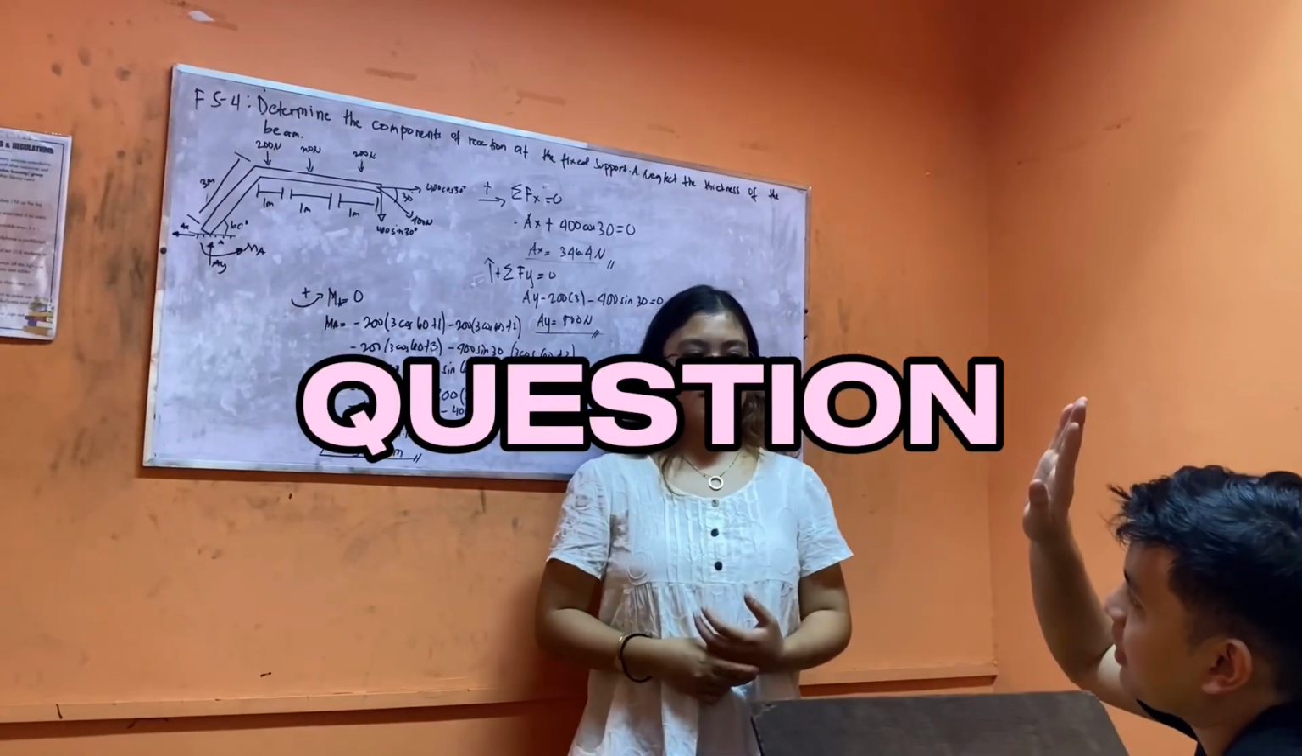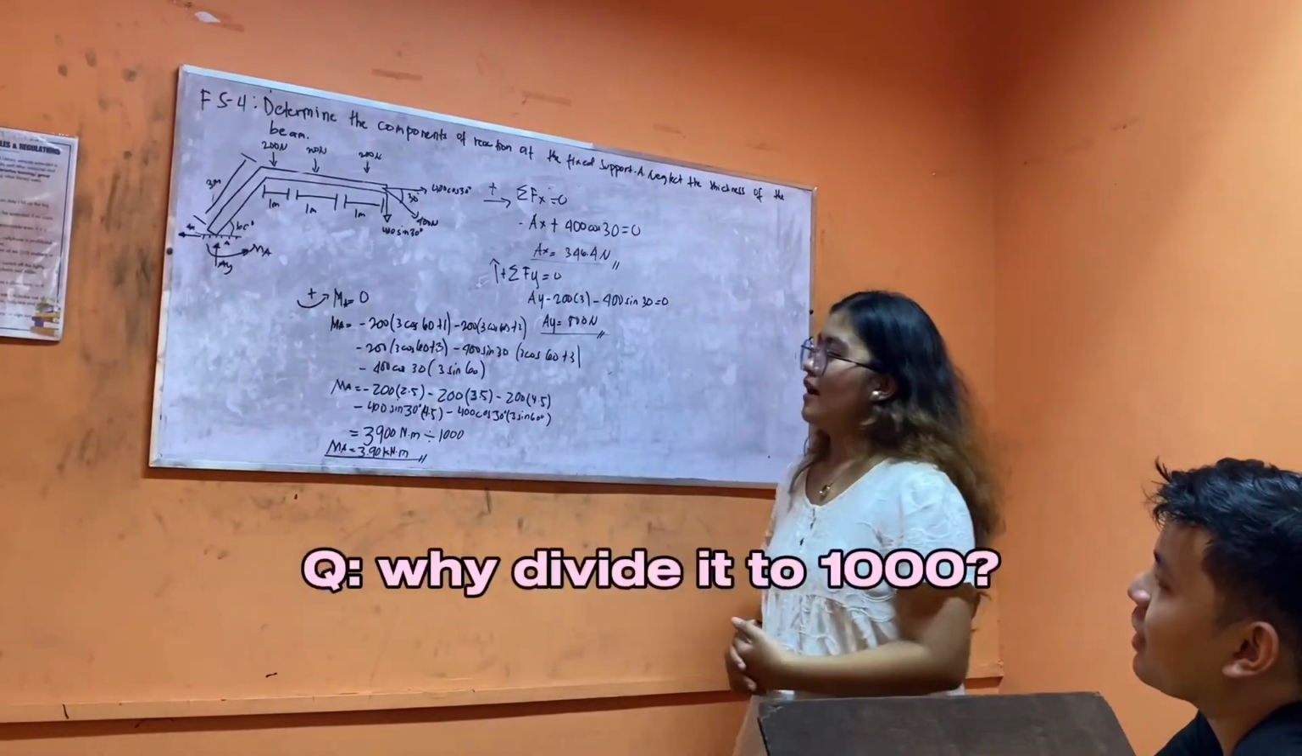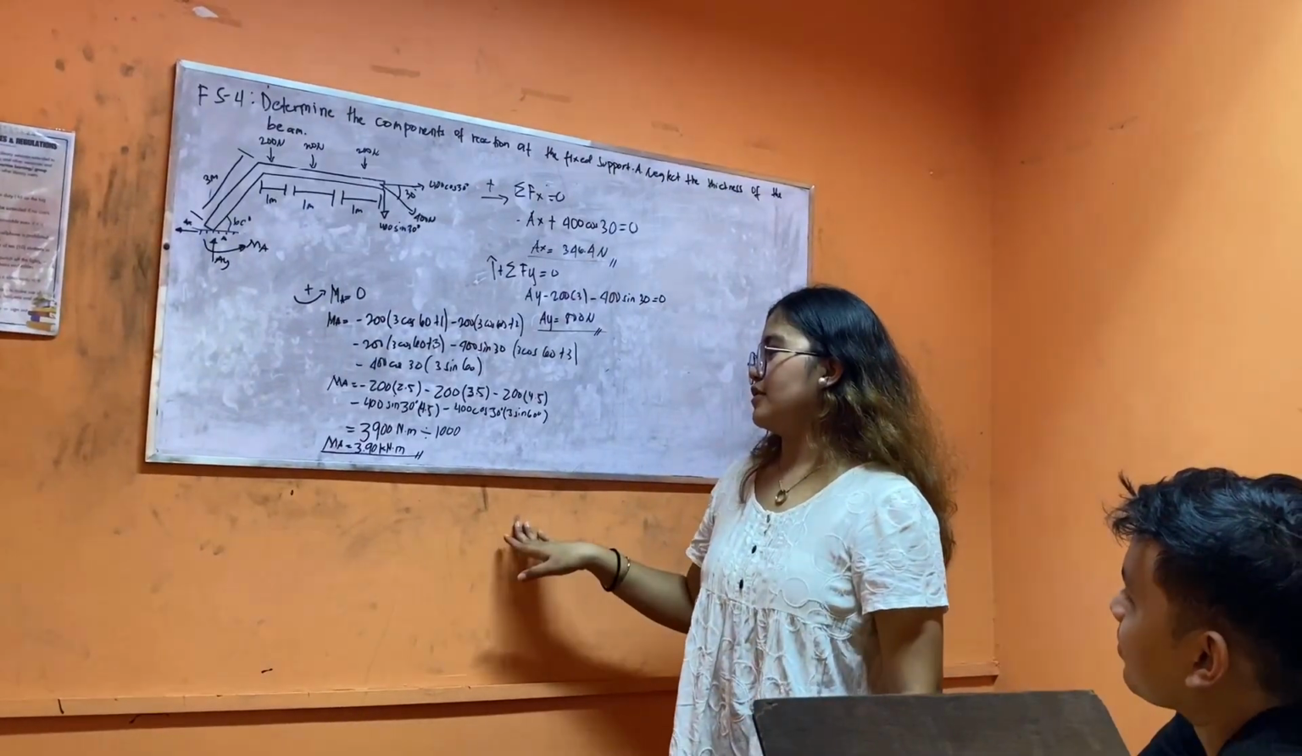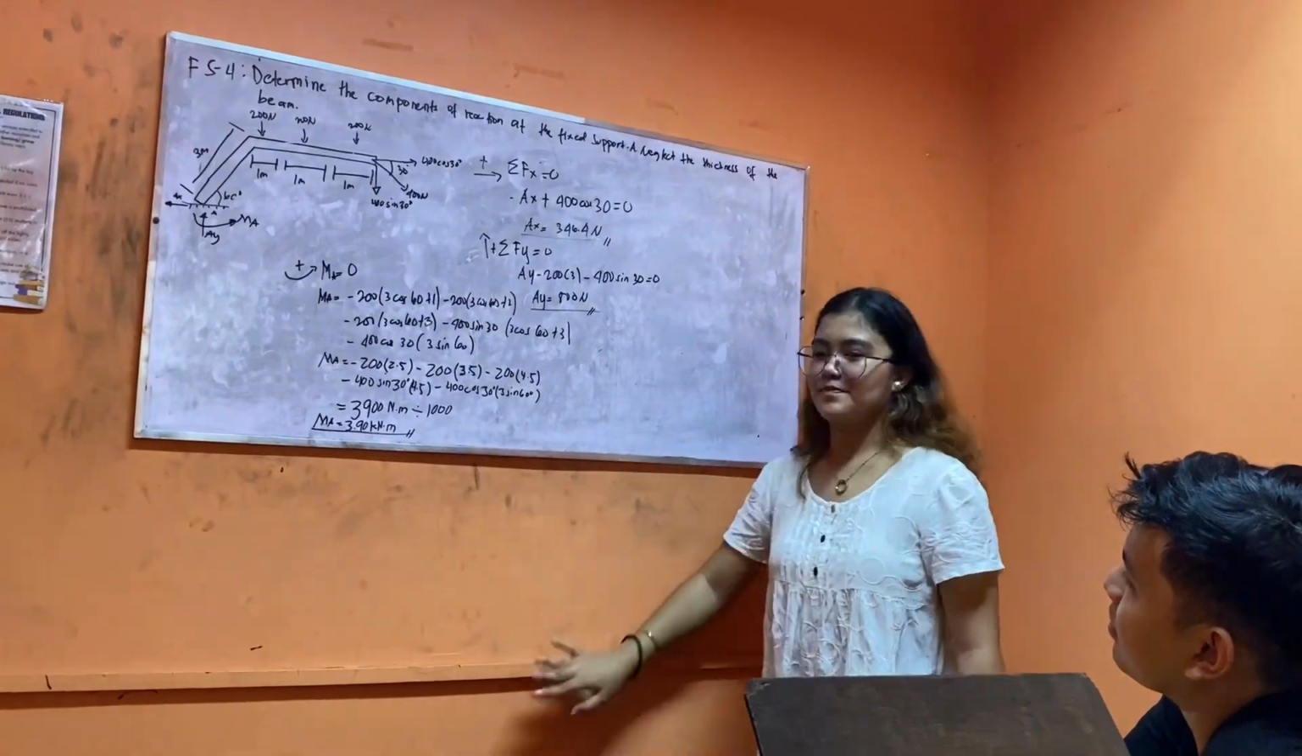Any questions? Why divide by 1,000? In order to convert it into kilonewton meter, we have to divide it by 1,000.